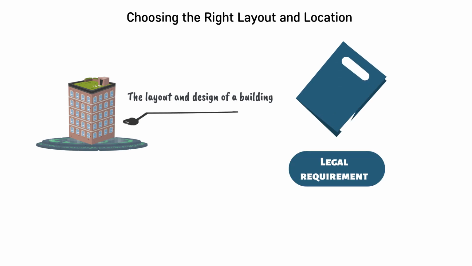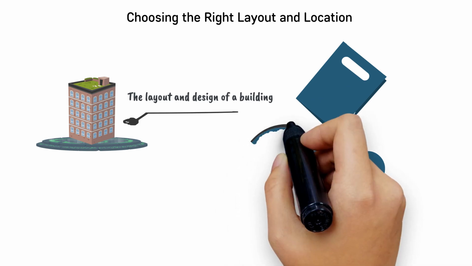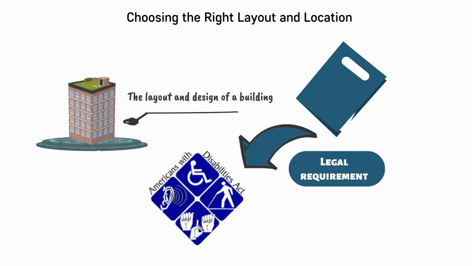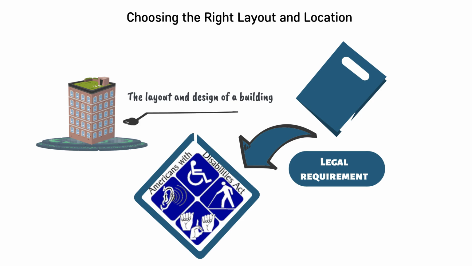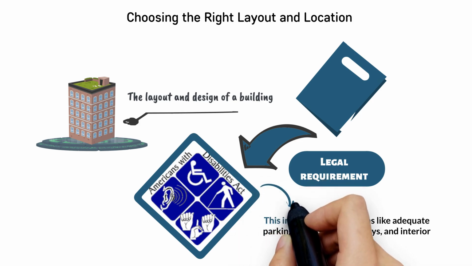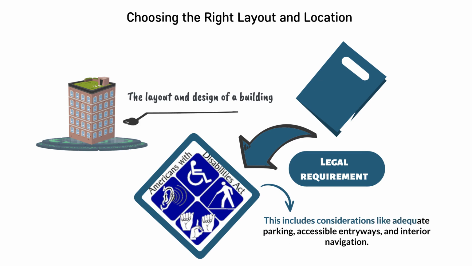The layout and design of a building are not just about the operational or aesthetic appeal. They also need to comply with legal requirements, such as the Americans with Disabilities Act, ADA, which mandates accessibility for individuals with disabilities. This includes considerations like adequate parking, accessible entryways, and interior navigation.